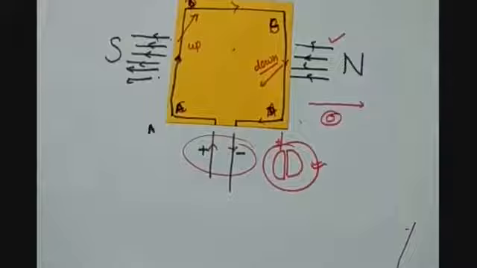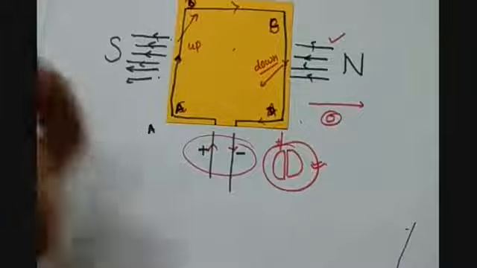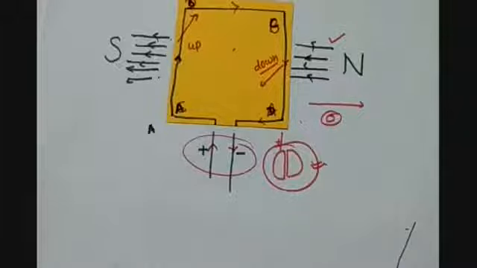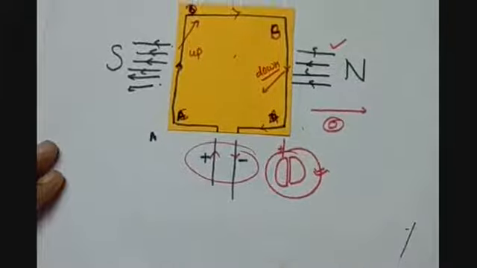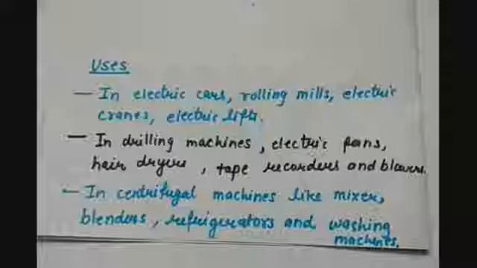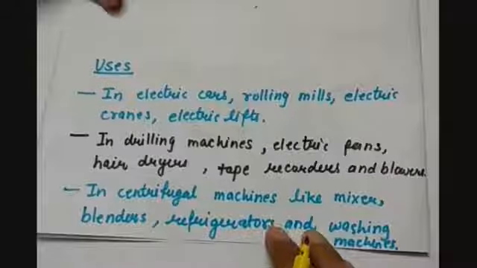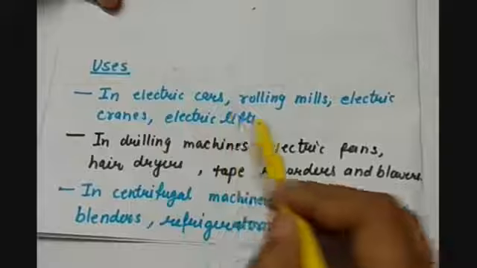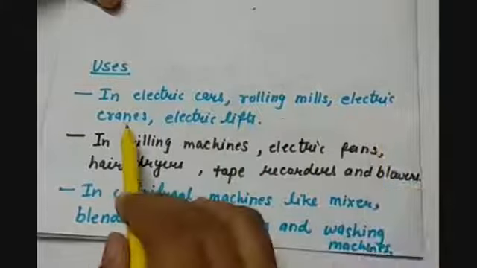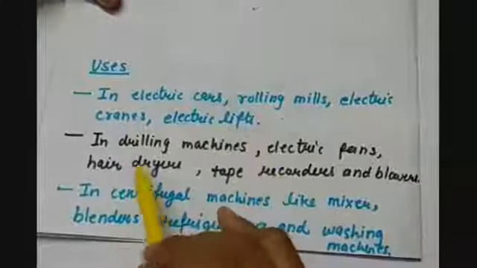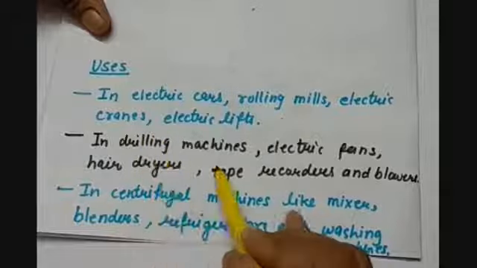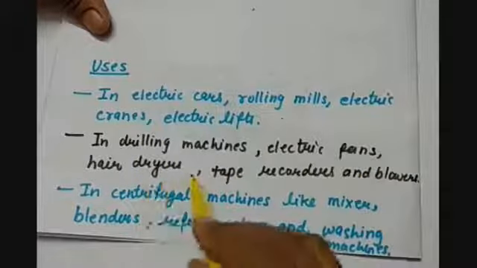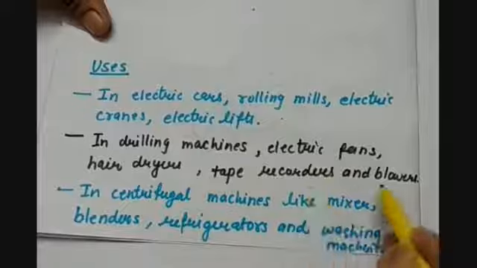Now, what is the use of converting electrical energy to mechanical energy, or of having this rotatory motion? The uses of the electric motor are that electric motors are used in electric cars, rolling mills, electric cranes, electric lifts. They are also used in drilling machines, electric fans, hair dryers, tape recorders and blowers.